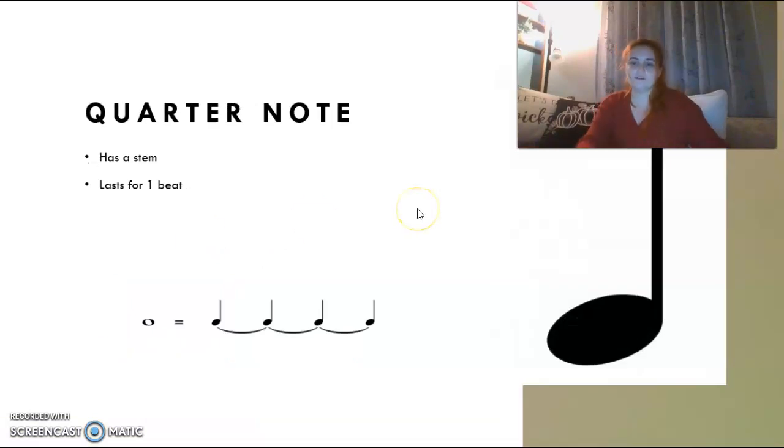For the quarter note, the only difference really between the half note and its appearance is that it is a filled-in circle at the base. But in this case, it lasts for 1 beat. And as you can see down here in this example, 4 quarter notes are the same as 1 whole note because quarter notes, as I said, only have 1 beat. Also in this example, they label a tie, which just ties these notes together to extend the duration.